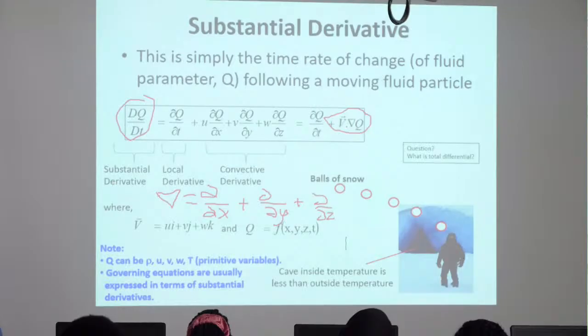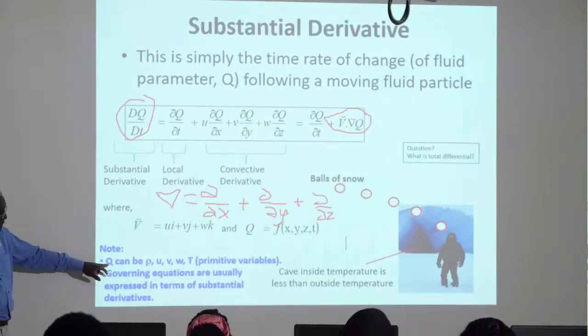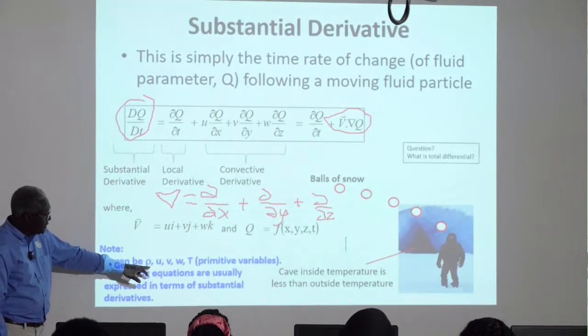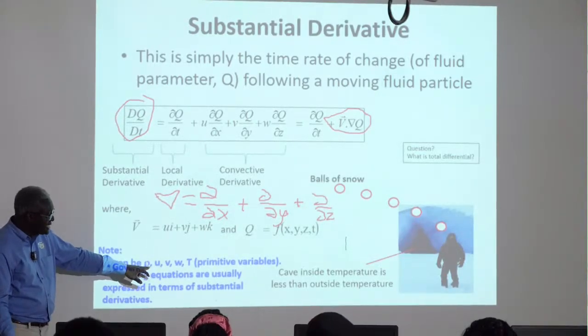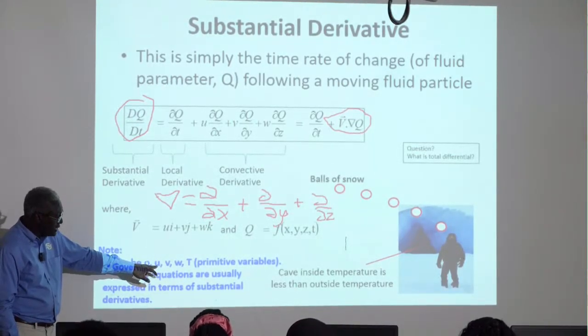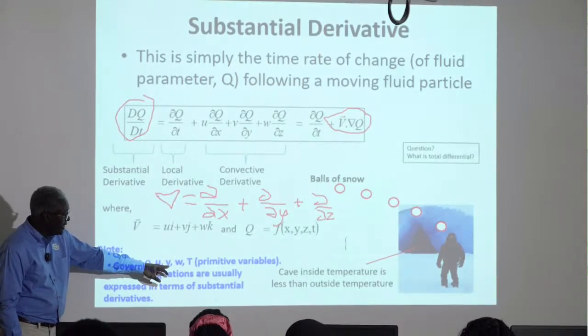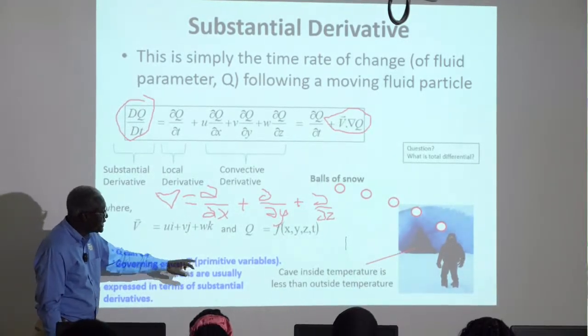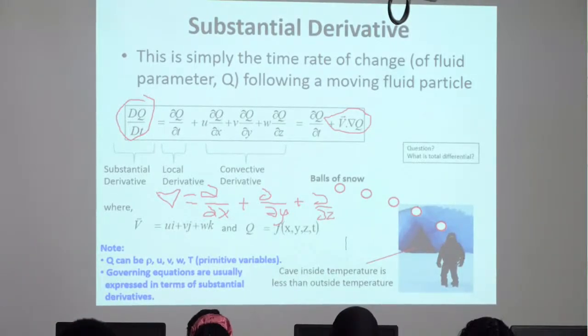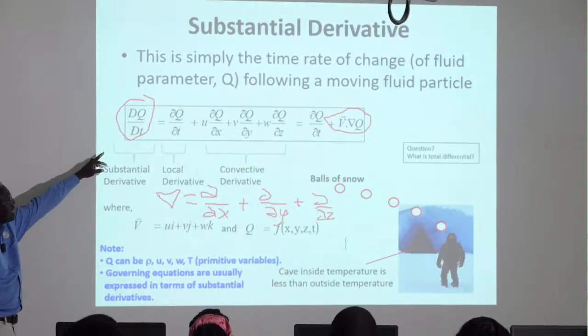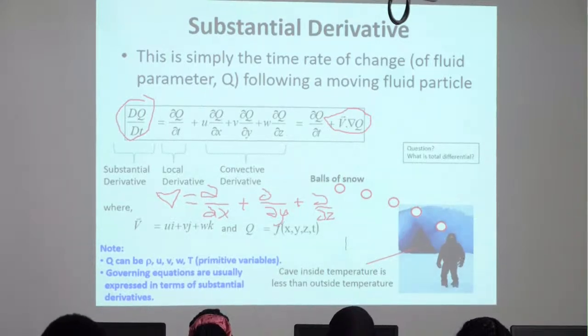Any comments or questions? Note q can be density, velocity in the x direction, velocity in the y direction, velocity in the z direction, or time. Any primitive variable is what we mean by the quantity q. Governing equations are usually expressed in terms of the substantial derivative, and so that is what you're going to see as we go on with this derivation. All right?